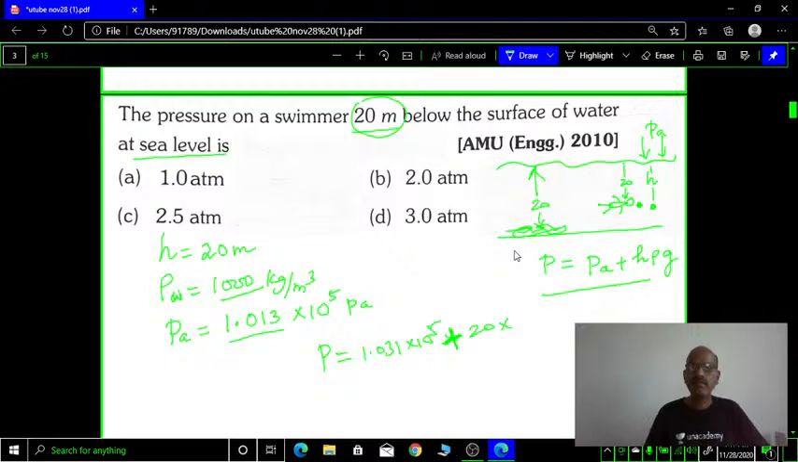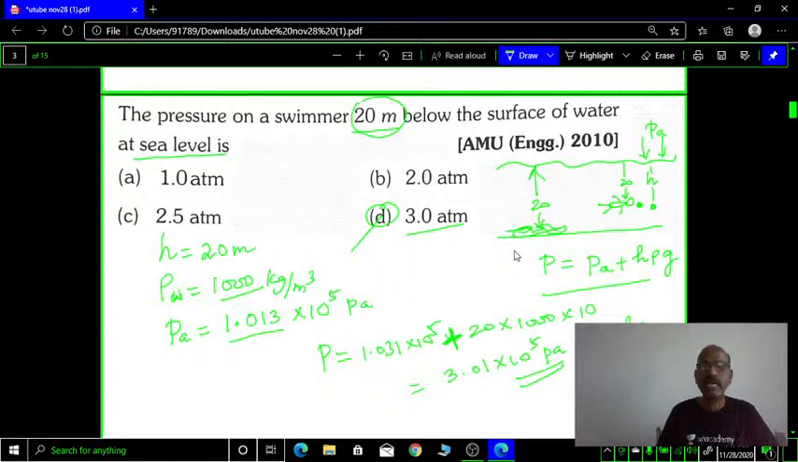H is 20, rho is the density of water, and g is 9.8 or 10. You can round the value. Then you will get the answer, 3.01 into 10 power 5 Pascal. That is nothing but 3 atm, because 1 atmosphere is 10 power 5 Pascal, that is why it is 3 atmosphere. So option D is correct. 3 atmospheric pressure is the correct answer.